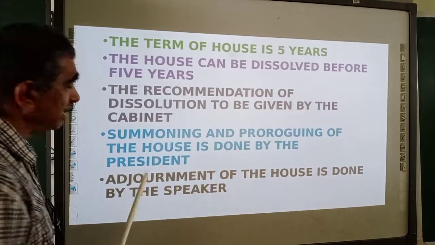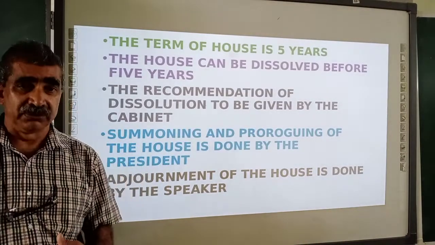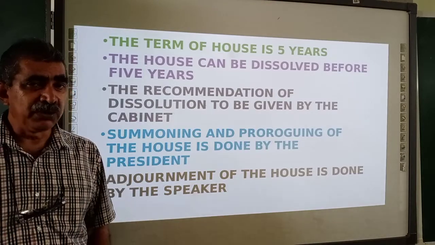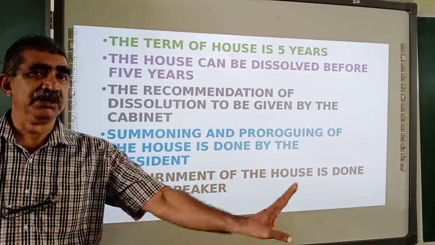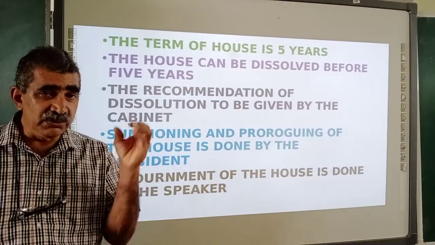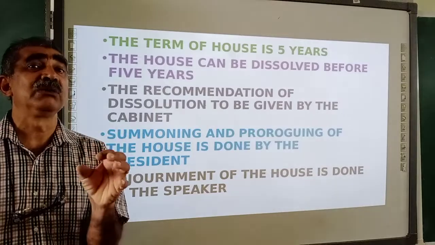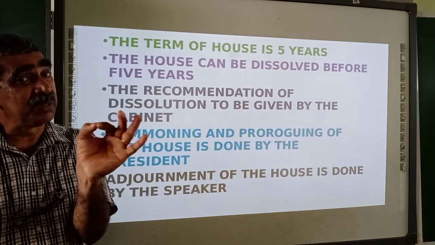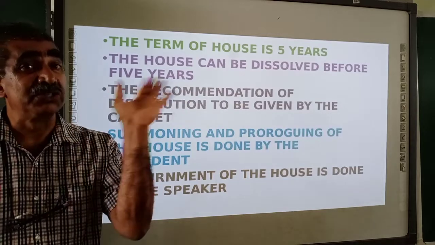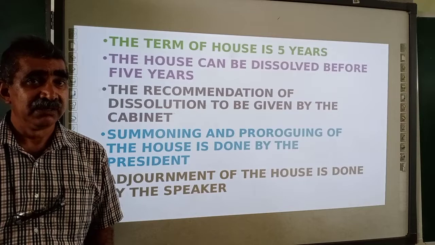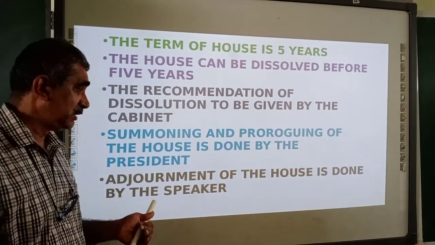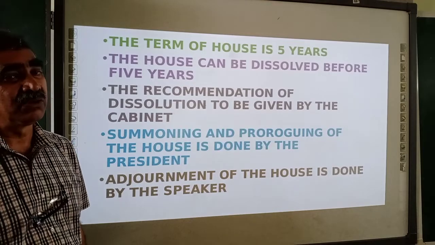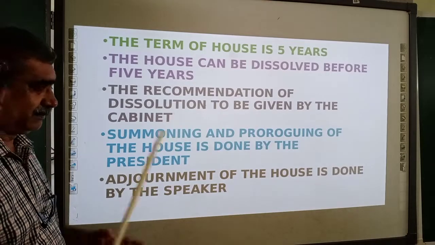Adjournment of the house is done by the speaker. It means today the meeting is going on, and there is a disturbance in the meeting, the house cannot function. Then the speaker says today no meeting. So the day-to-day activity when the meeting is going on is controlled by the speaker. The president will not interfere. It is the responsibility of the speaker and the parliamentary affairs minister. And the speaker will decide. So adjournment means postponing or shifting the house activities and all those things. It is all decided by the speaker.